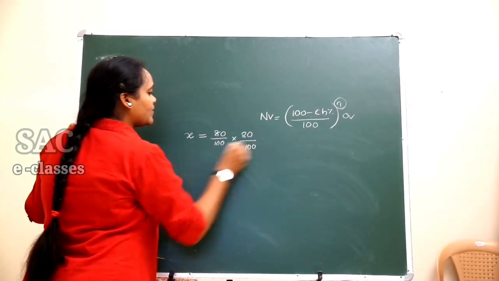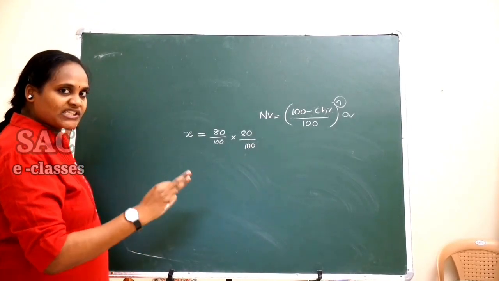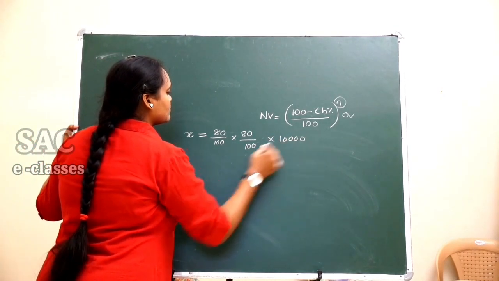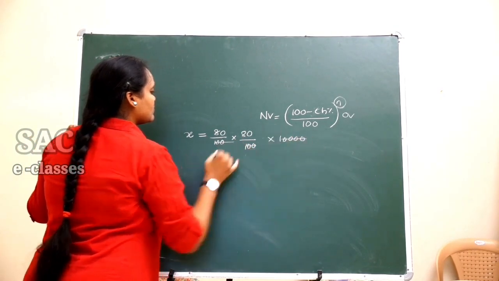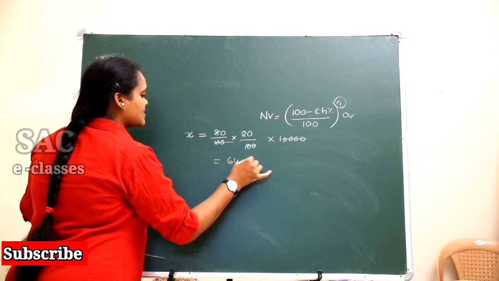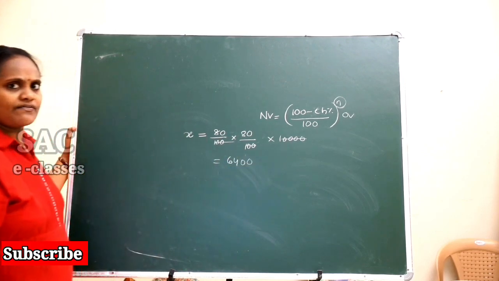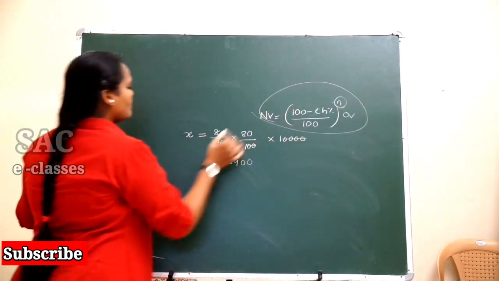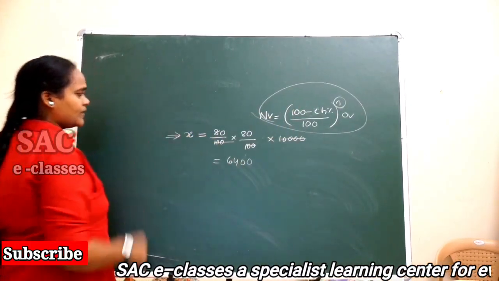Why have I written it 2 times? You know that I am doing it for 2 years, into the original value. So the answer is 6,400. In this way we can find it. Rather than using even the formula, with the help of this technique also we can do it.